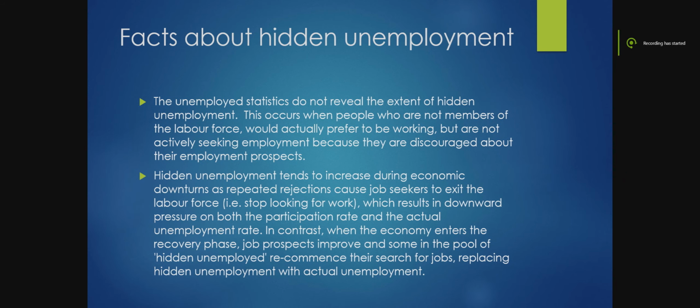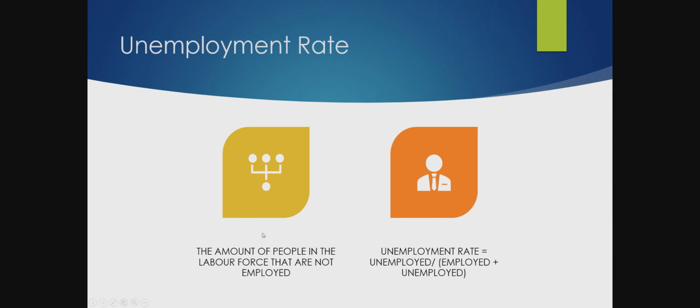Okay, going back to that statement about hidden unemployment, how does it result in downward pressure on both the participation rate and the actual unemployment rate? Well, the participation rate will get smaller as a result of people leaving the workforce, and the unemployment rate will get smaller. Why? Because the denominator number will be a smaller number, and if this is a smaller number, it'll make the unemployment rate level a lot smaller.